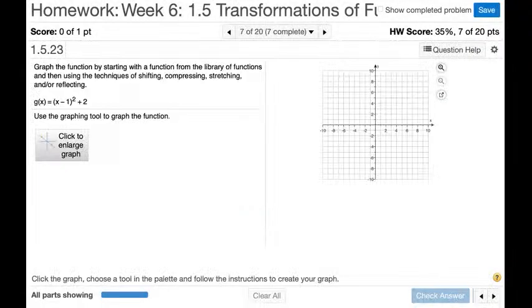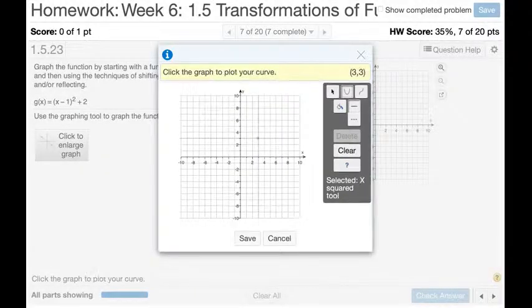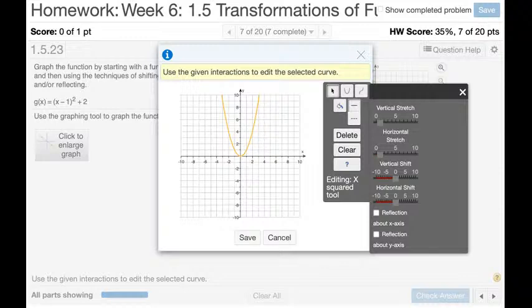Okay, so this one has what? 2 transformations. It's basically a parabola. We move it to the right by 1 and up by 2. So here's a parabola. So we need to plot the vertex. We go right 1 and up by 2, and we are here. Horizontal shift to the right by 1. Vertical shift up by 2.